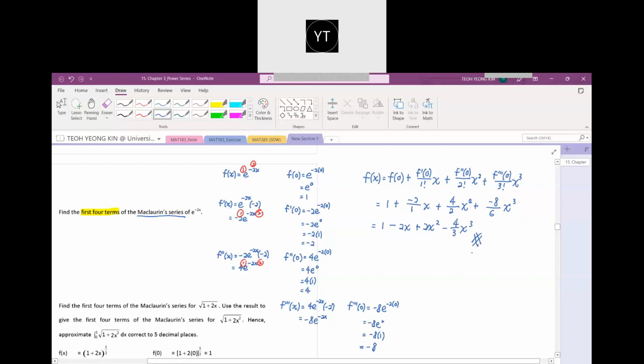So here is our Maclaurin series for the function e to the power of negative 2x.